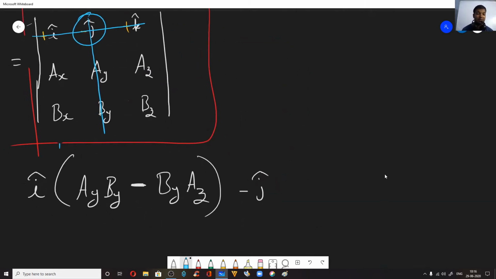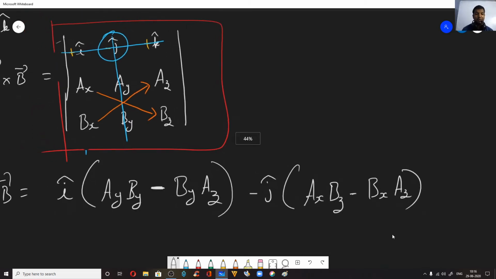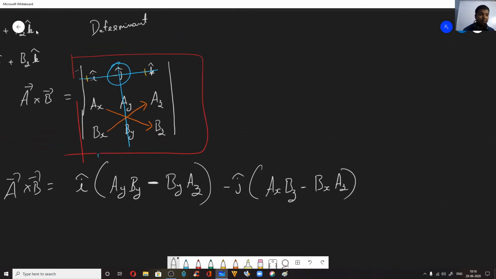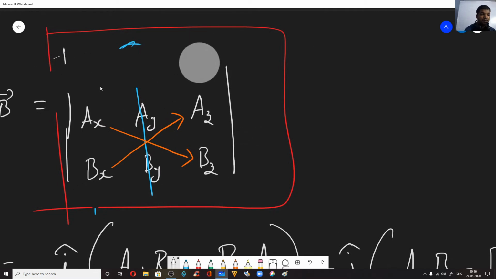Same thing, cross multiplication. So we'll do ax bz, the product of ax and bz, minus the product of bx and az. So that is what we write: ax bz minus bx az. All right, so minus j cap, we have got it already. Fine.